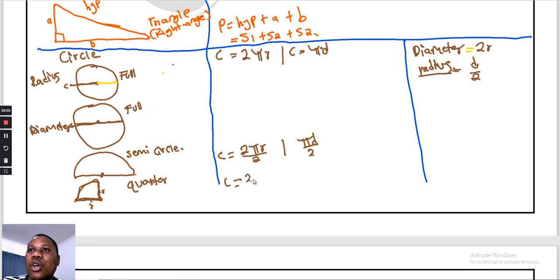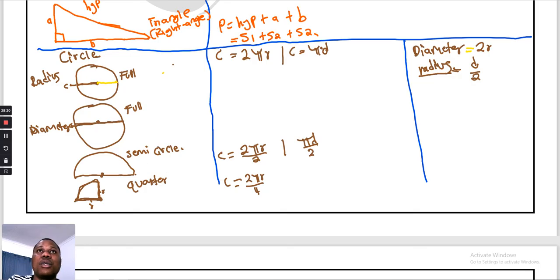We can say 2 pi r divided by 4, because if we divide the circle by 4, we're going to have quarters, you understand? So why do we divide by 4? Because we want the perimeter of 1/4. For instance, how many quarters do we have in a circle? We have 4. Look at this.